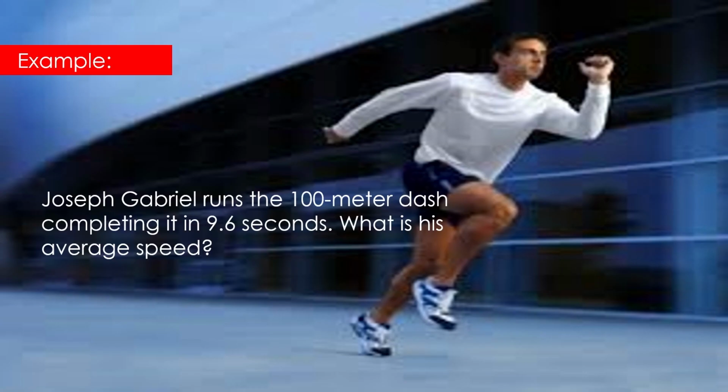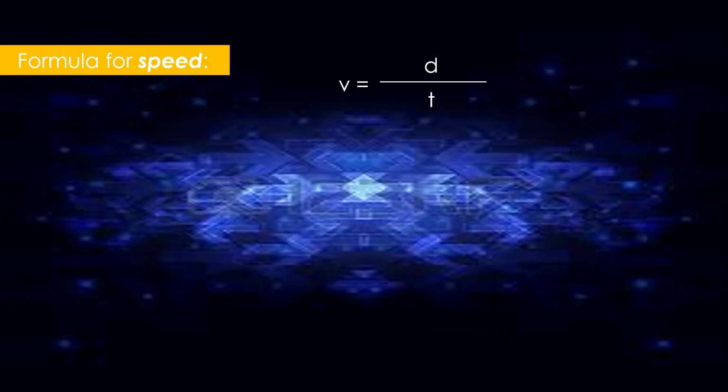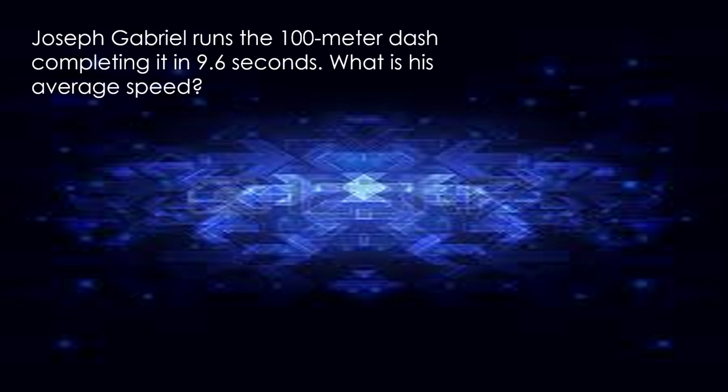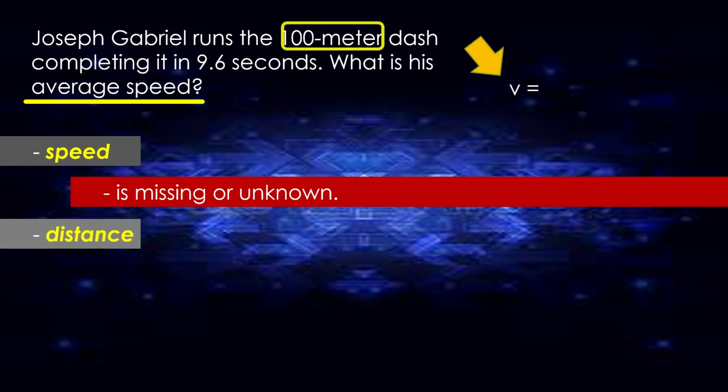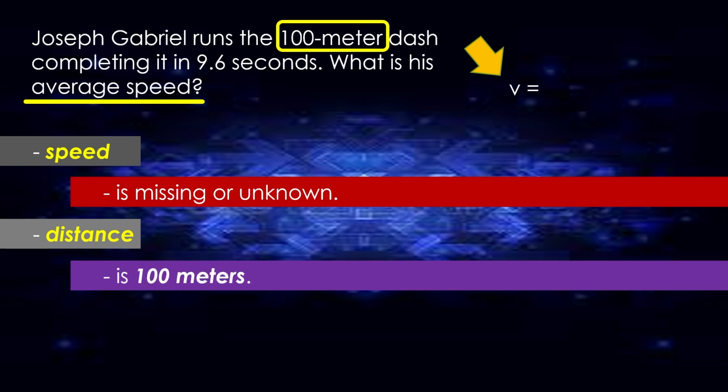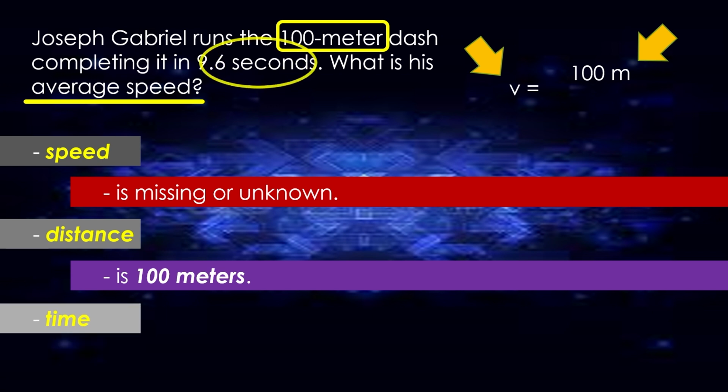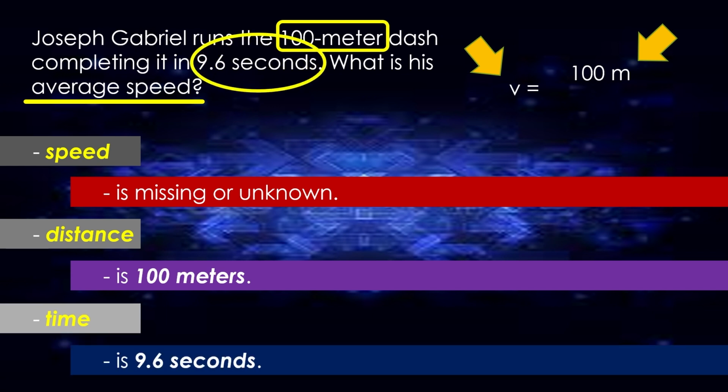Here's an example. Joseph Gabriel runs the 100-meter dash, completing it in 9.6 seconds. What is Joseph's average speed? Since we'll be computing for speed, the formula is V equals D over T. From this problem, speed is missing, so we write V at the left side of the formula followed by the equal sign. For the distance, we have 100 meters, so it goes up here, replacing the letter D from the formula. For time, we have 9.6 seconds, and we write it in the formula under the division line.